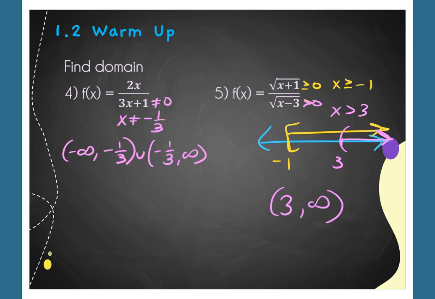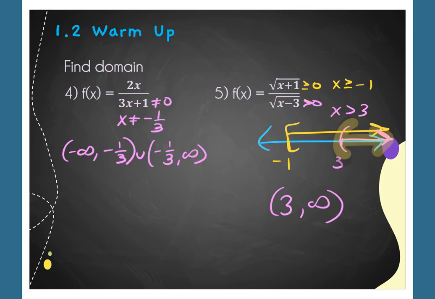For 5, there are 2 restrictions. The top has to be greater than or equal to 0 because it's in the top, under a root. And in the bottom, it has to be greater than 0. It's in the bottom under a root. So when I get those 2, I get x has to be greater than or equal to negative 1, and x has to be greater than 3. I'm looking to where they overlap. They overlap at positive 3 and to the right. 3 had a parentheses on it, so my interval notation also has a parentheses on it. 3 to positive infinity. Questions on those?